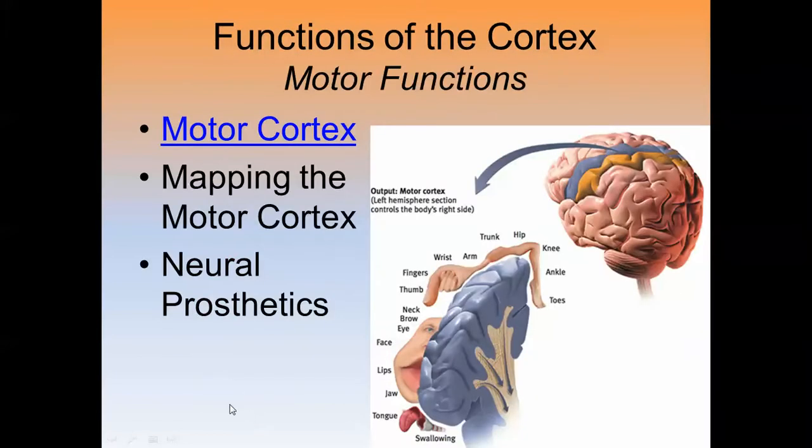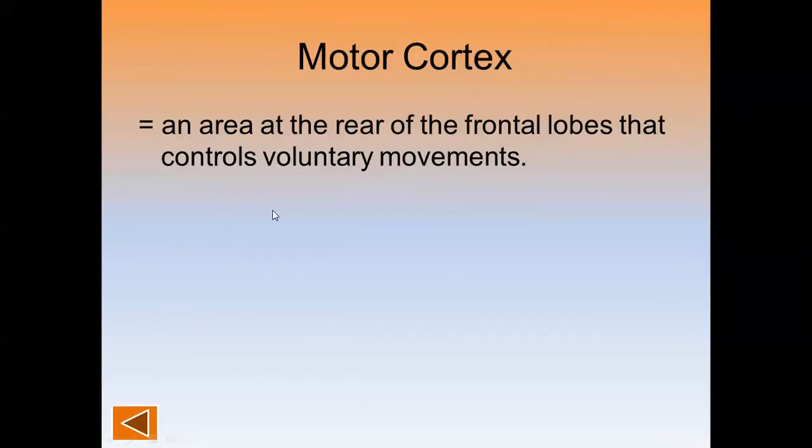The motor cortex is an arch-shaped region at the rear of the frontal lobes, and it controls voluntary muscle movements on the opposite side of the body. So, look at this right here. The left hemisphere section controls the body's right side when it comes to output. Body parts requiring the most precise control occupy the greatest amount of cortical space.